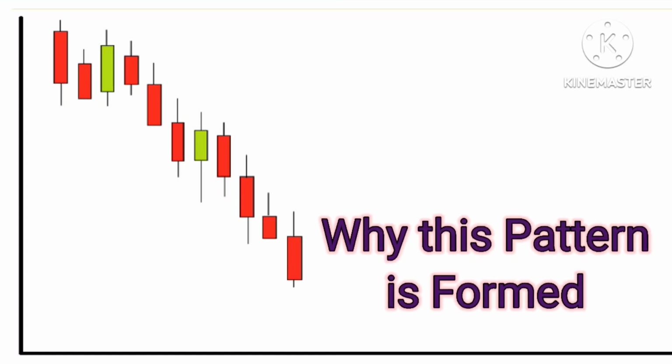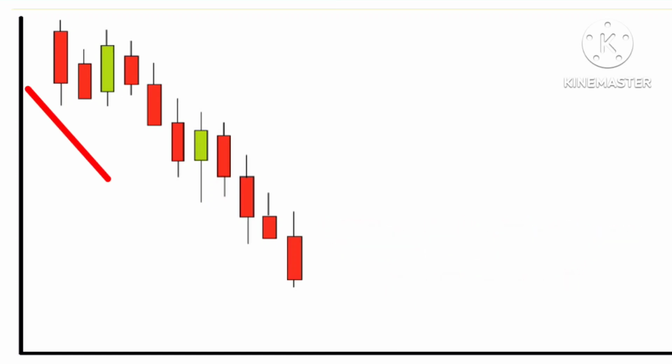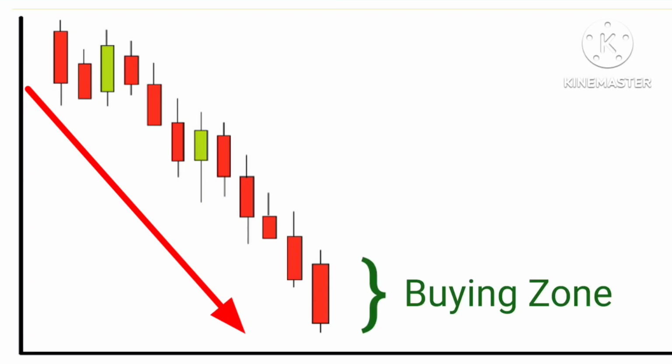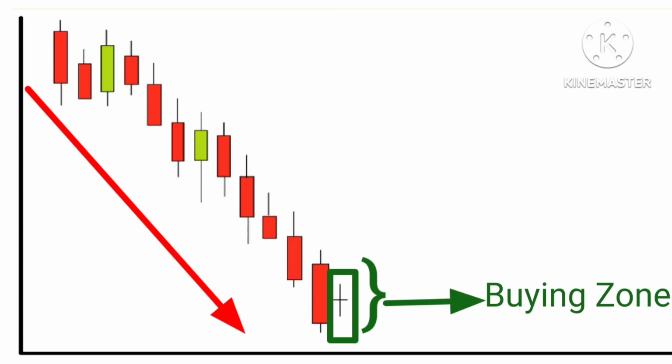Let's see why this pattern is formed. Whenever any stock is in a downtrend, at one time the short positions will be squared off completely, and because of the negative trend the stock price goes further down and makes a strong red bearish candle. Now as the price has fallen a lot, new traders try to make a buy position here, and because of this the next candle becomes a doji type of candle because of the pressure of both buyers and sellers, and there becomes a possibility that the price may go up.